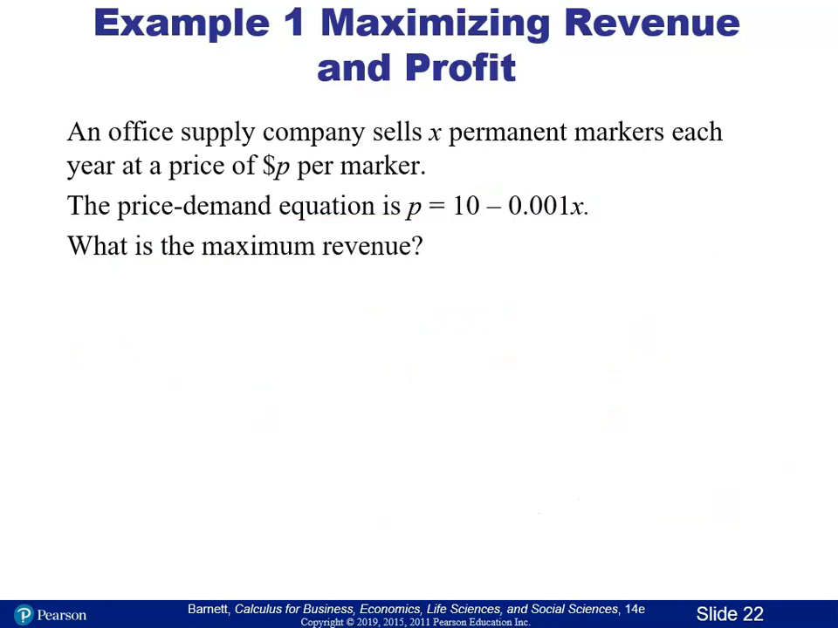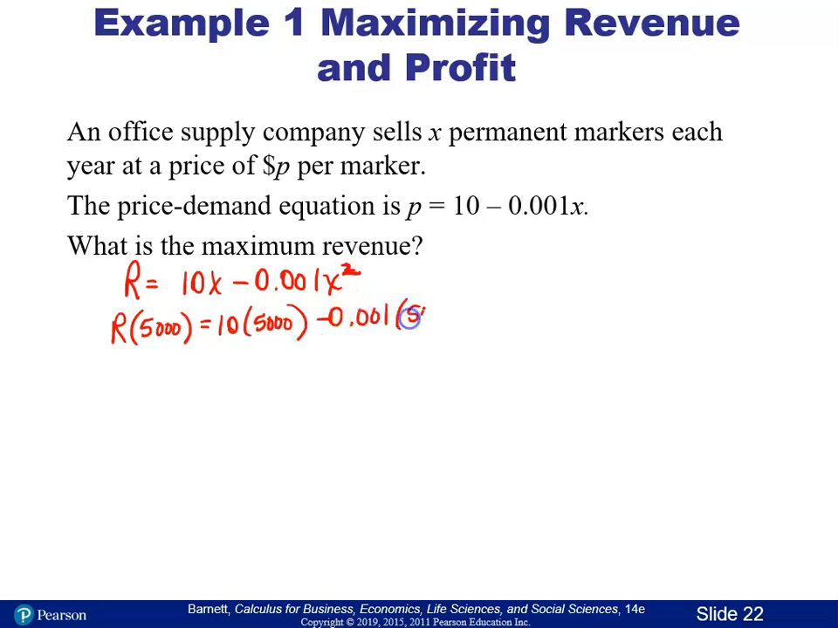Okay, the follow-up question then is, what would the maximum revenue actually be? Okay, so we found out that our equation for revenue on the previous screen was 10x minus 0.001x squared. And we determined that the maximum revenue is going to occur when 5,000 markers are produced. So we're going to plug that in. And when I evaluate that, I'm going to get $25,000.